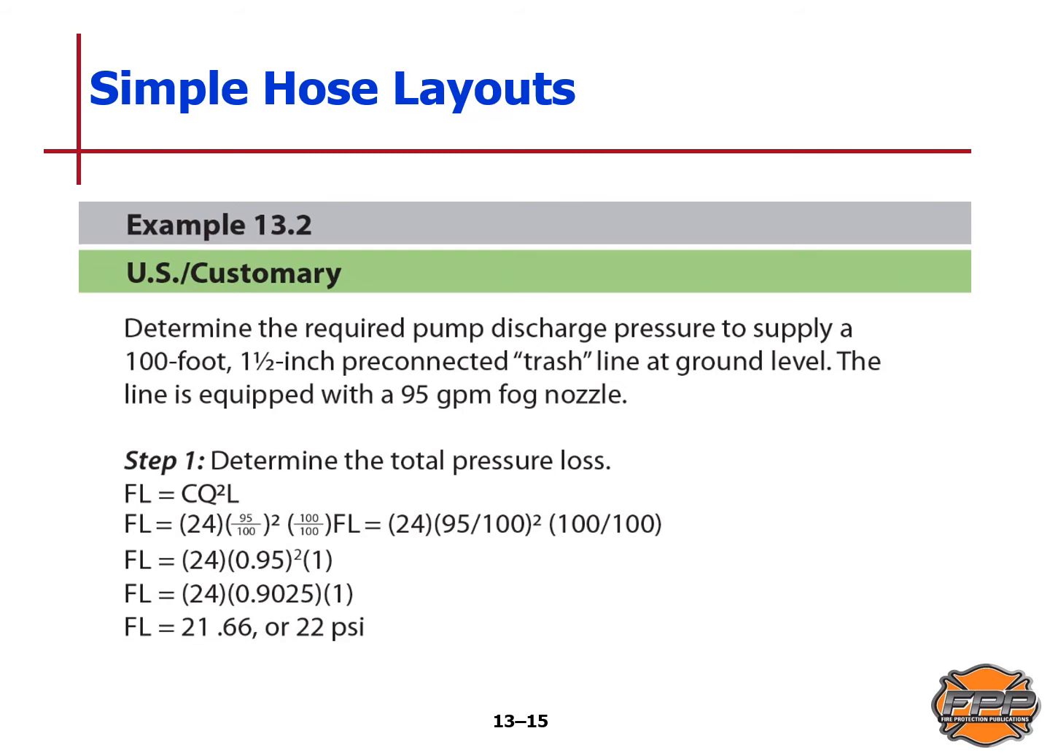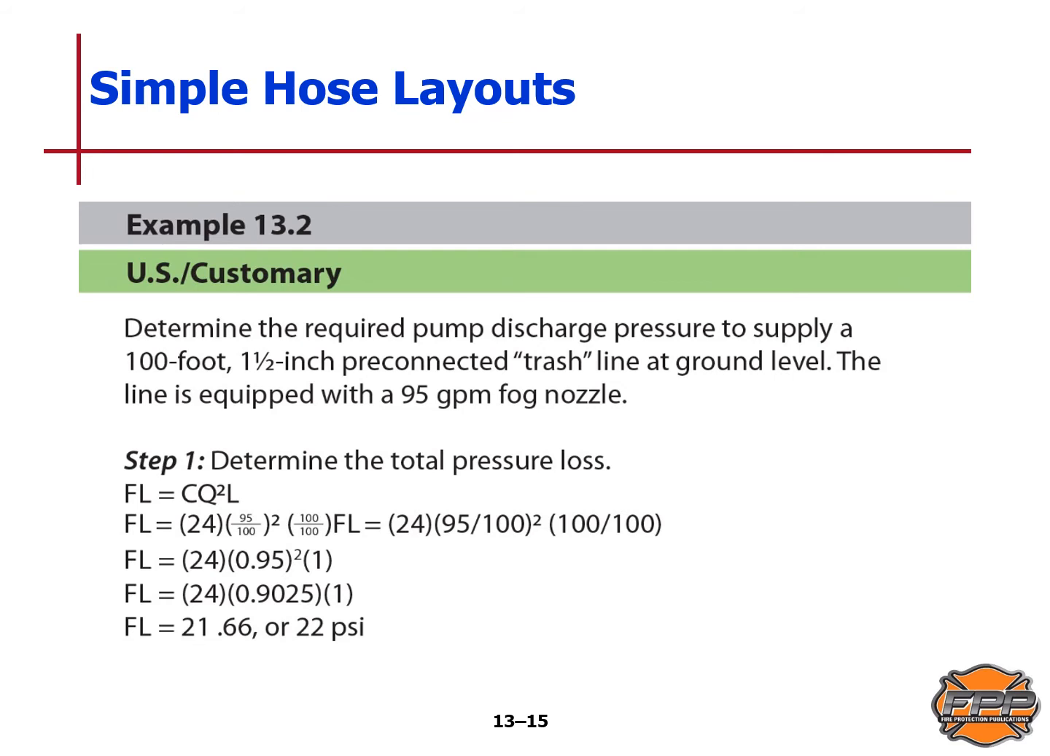Determine the amount of pump discharge pressure to supply a 100-foot, 1.5-inch pre-connected trash line at ground level. This line is equipped with a 95 gallon per minute fog nozzle. This is example 13.2 from your book. Step 1 is to determine the total pressure loss.